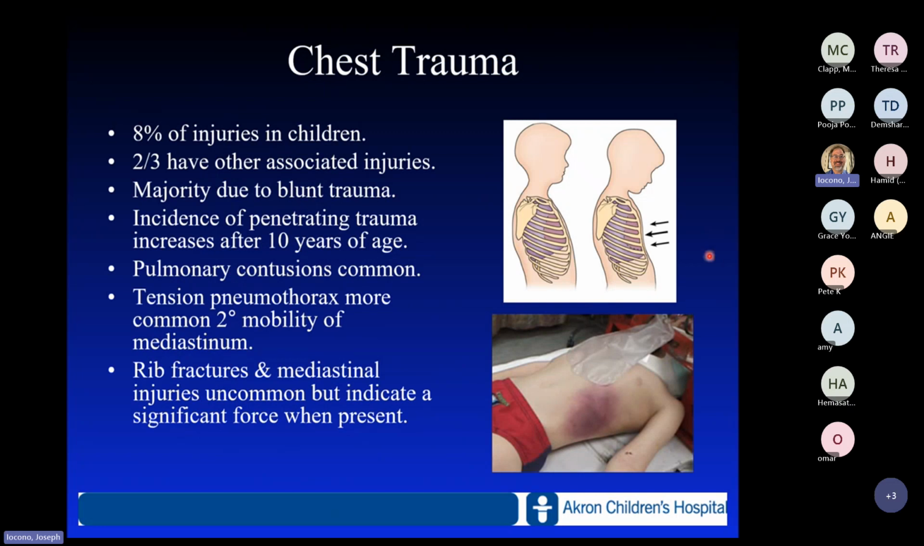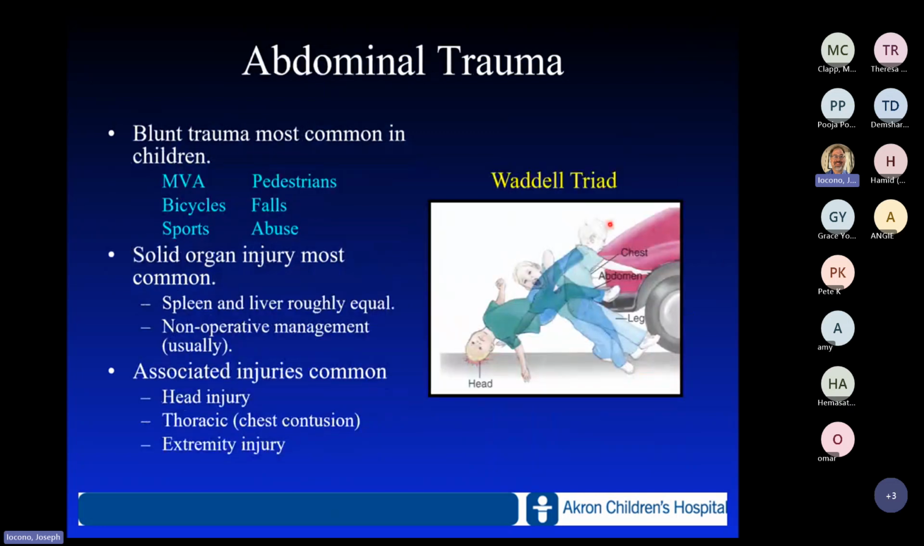Chest trauma, again, we talked about. Abdominal trauma. Kids have a soft, compliant abdominal wall, just like a soft, compliant chest wall. So force is dissipated through their abdominal organs. It's usually absorbed by the solid organs first. So spleen and liver are roughly equal, and they're the most common things injured.